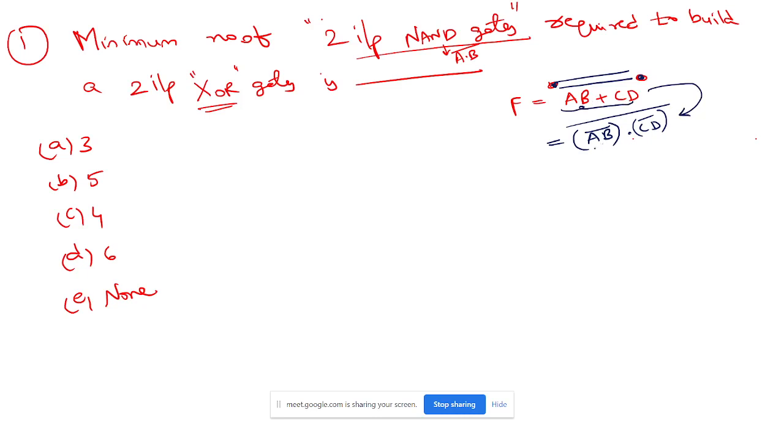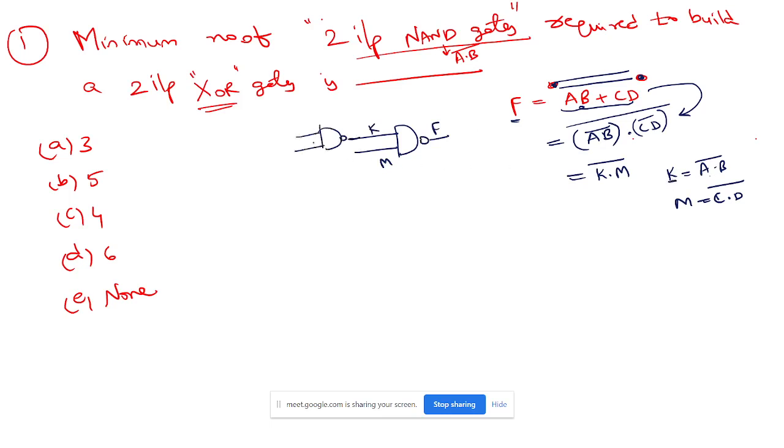So what is very easy for me now? It looks like K dot M, complemented. What is K? Just AB complement. What is M? CD complement, right? Now I can easily write. To develop F, I need K and M NAND operation, right? K, M, F. To get K, what do I need? AB NAND operation. To get M, I need CD NAND operation. That's simple. So this is the most favorite format for getting the minimum number of NAND gates.